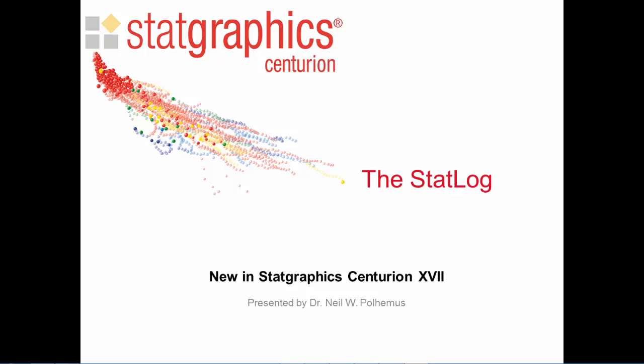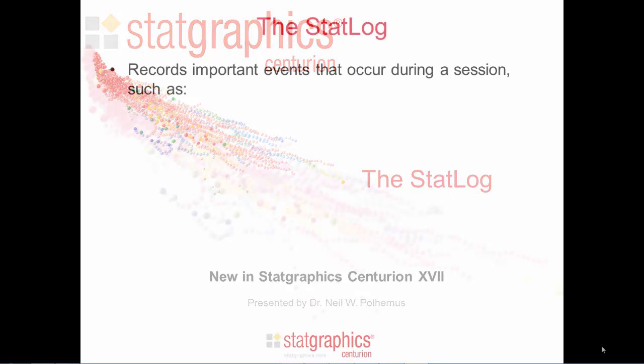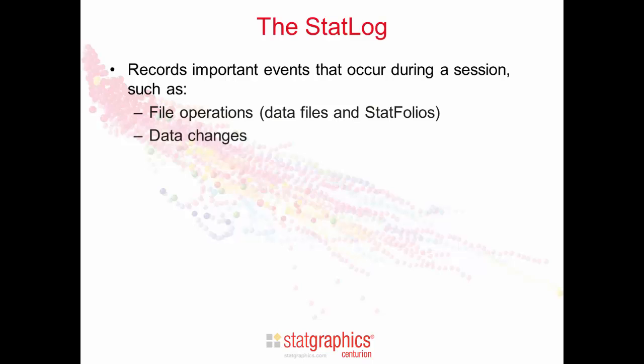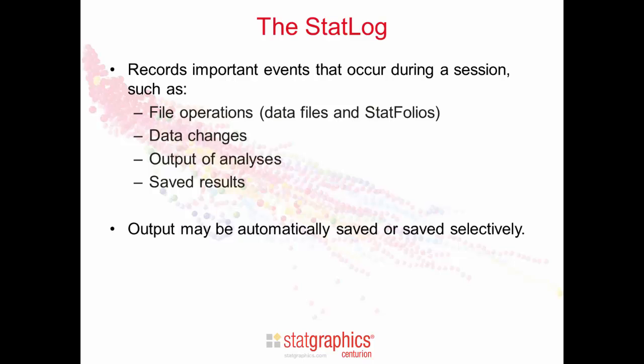This video describes the StatLog, new in Statgraphics Centurion version 17. The StatLog records important events that occurred during a session. These include file operations, operations on data files and statfolios, changes to data, the output of statistical analyses including tables and graphs, and results saved back to a datasheet. The output of statistical analyses may be saved automatically or selectively if the user desires.